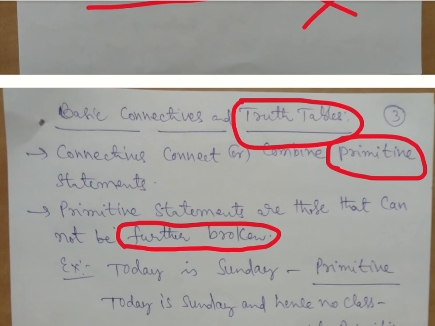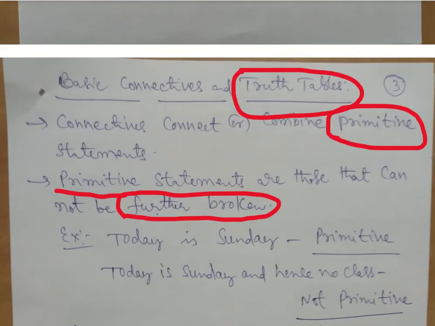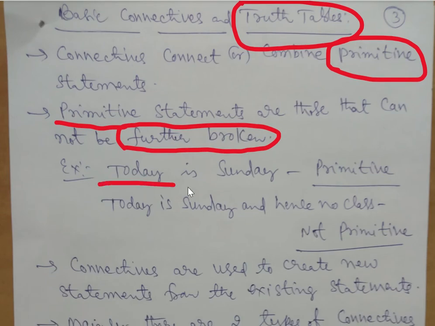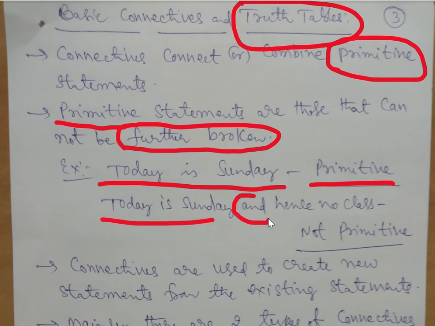If that is the case, we call it a primitive, very basic statement, a fundamental statement rather. For example, today is Sunday. We can't do much with that, so it is a primitive statement. But let's take another one. Today is a Sunday and hence there is no class. So there are two statements. Today is Sunday is one primitive statement. No class is another statement of primitive nature.